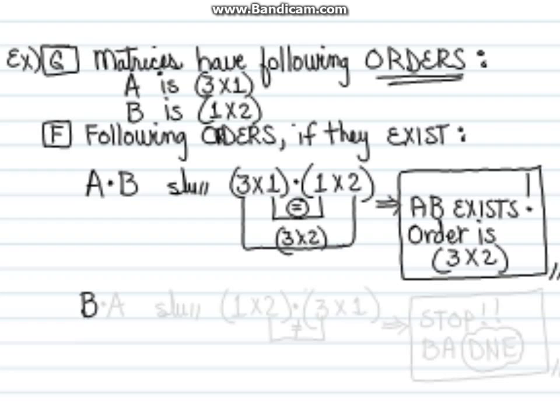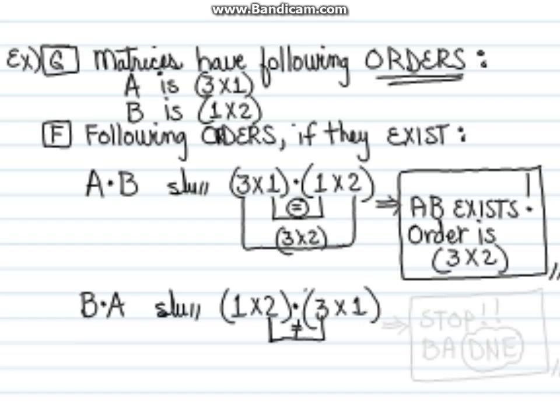Now let's see if we get the same answer for B times A. We're just swapping the position of the matrices. So the first matrix B has an order of 1 row by 2 columns, and then times 3 rows by 1 column for matrix A.